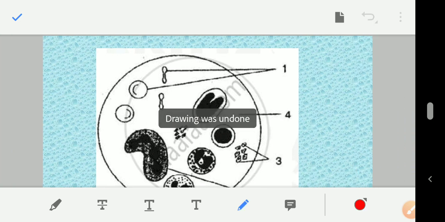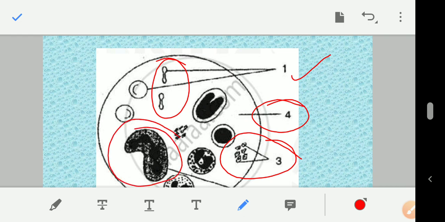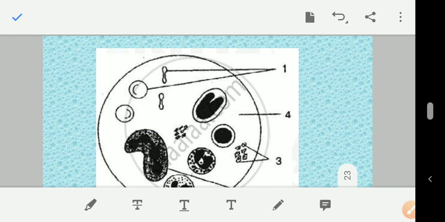Blood cells. This one is biconcave in shape, RBC. This is plasma. These are platelets or thrombocytes. This is multinucleated, it is WBC. Then there could be a question: what is the structural difference between 1 and 2? What is the functional difference between 1 and 2? Read the question carefully, whether it is based on structural difference or functional difference. You can't change the answer.